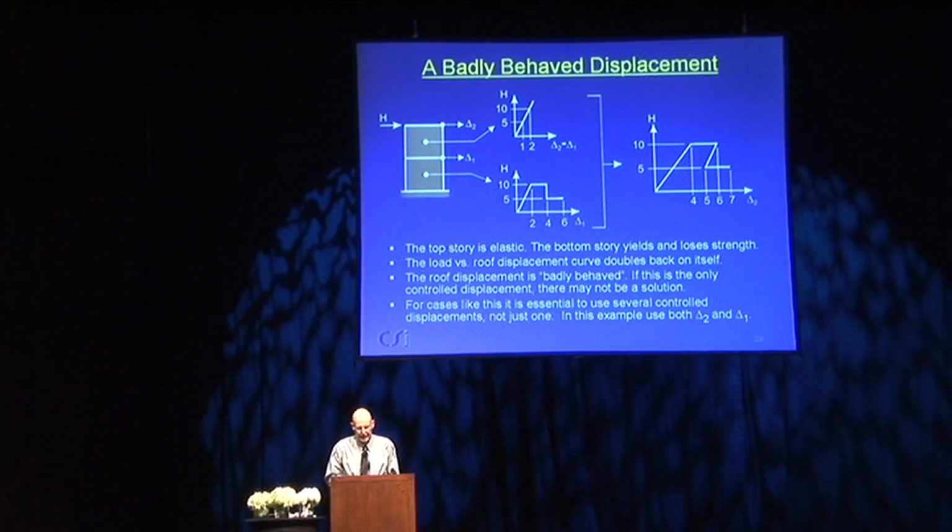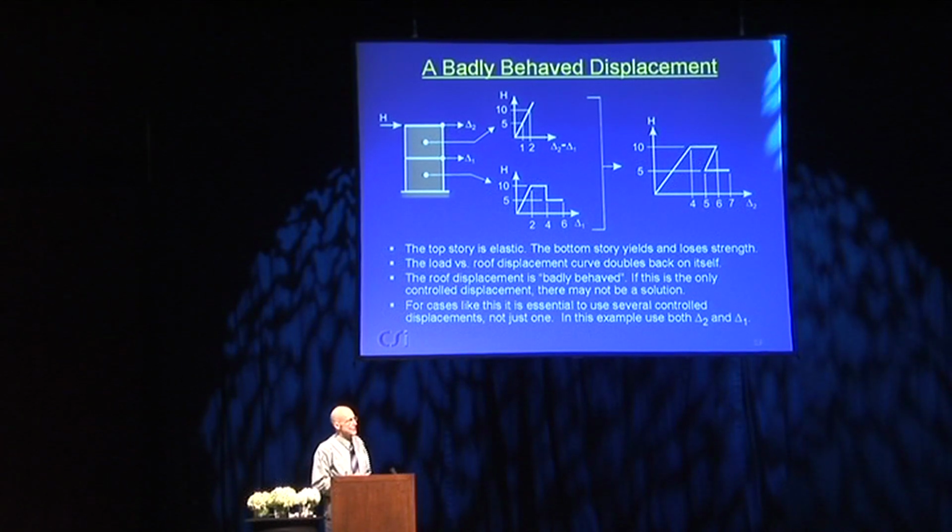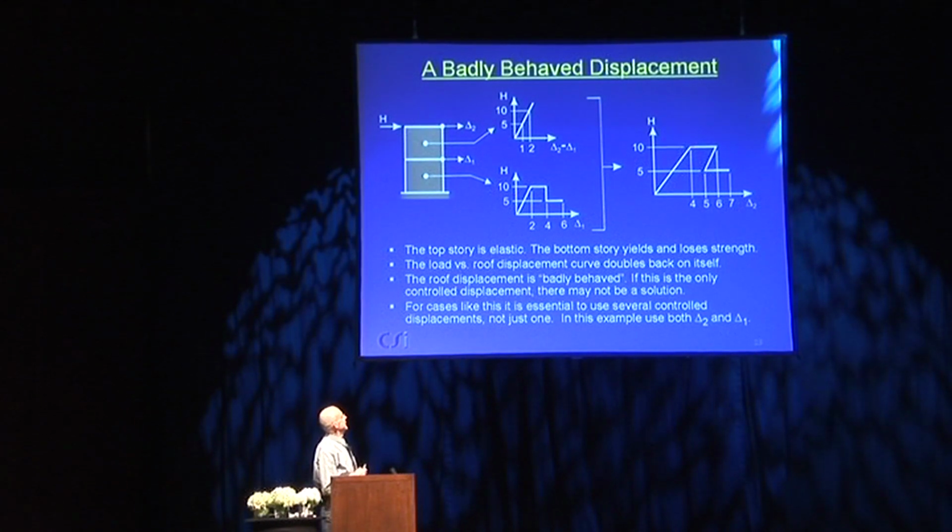And if you say, okay, I want an analysis where I increase this displacement in equal steps, you're going to run into real trouble here because it doesn't want to increase, it wants to decrease. So what do you do? Well, it's very, very simple. You say, okay, I will specify that I want delta 1 or delta 2 to increase, whichever comes first. And I specify 2 control displacements rather than 1.